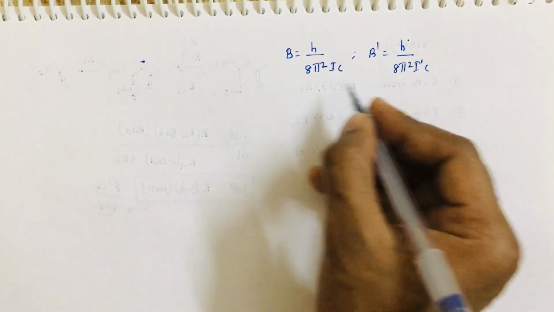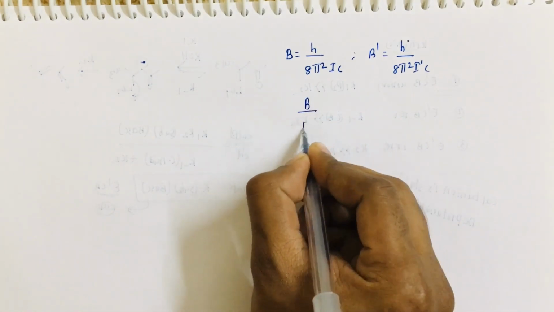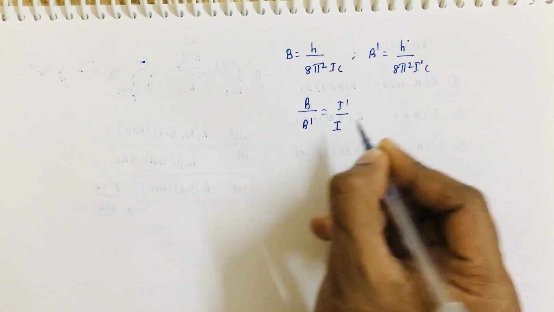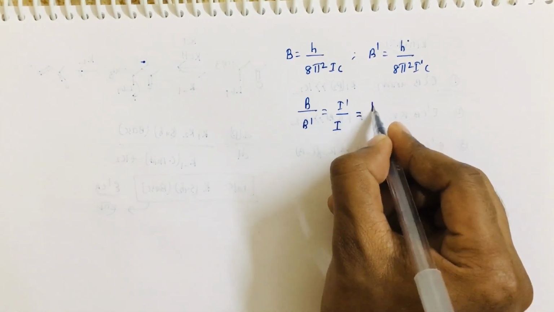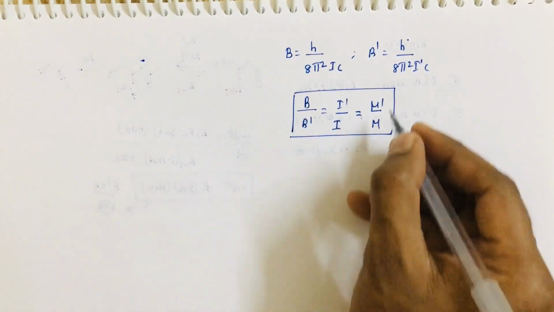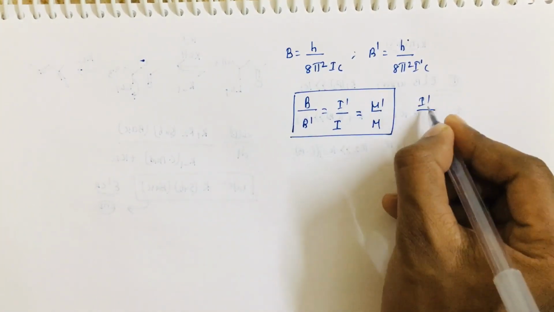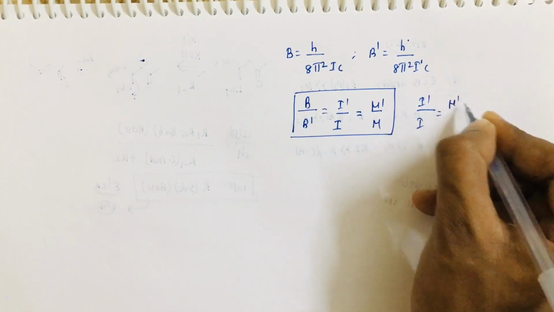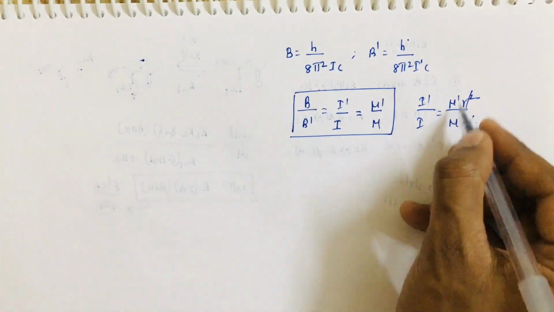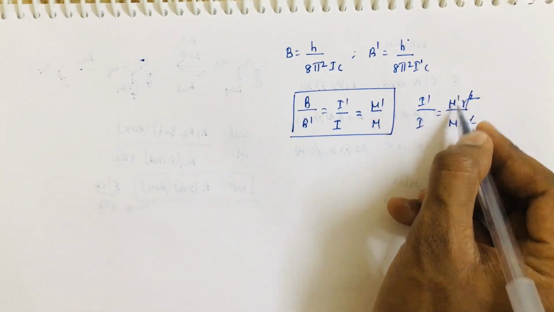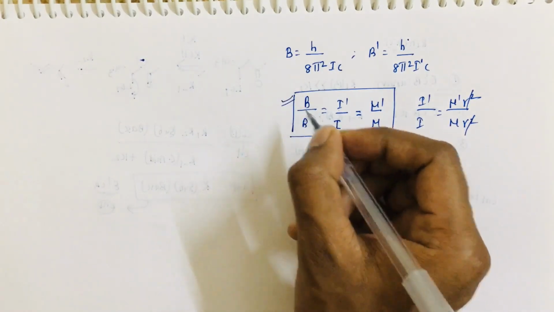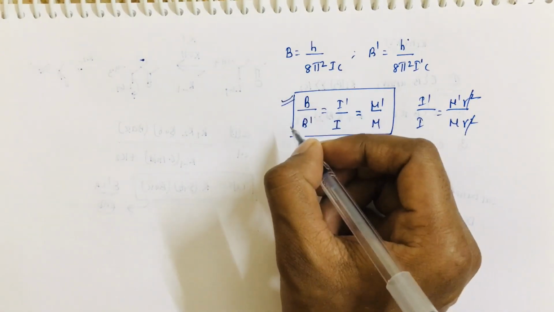So now we can write this one, B by B dash equals I dash by I, and this will be nu dash by nu. So this principle you have to remember. This is coming like I dash by I equals nu r square by nu r square. So this gets cancelled, and nu dash by nu is coming. This is important while calculating the problems. So this principle we have to remember.